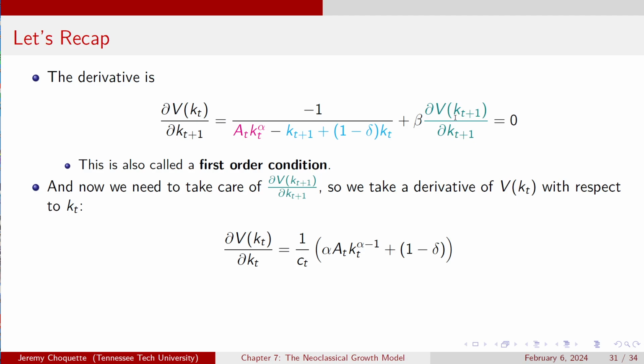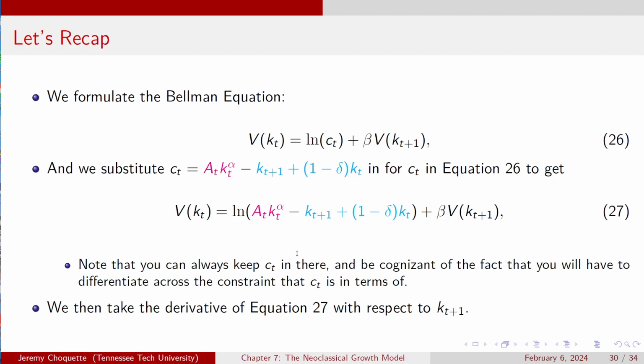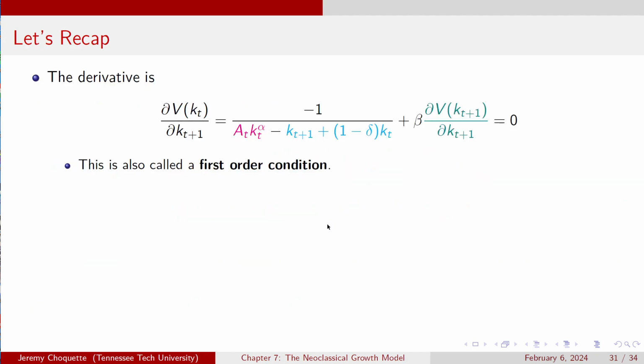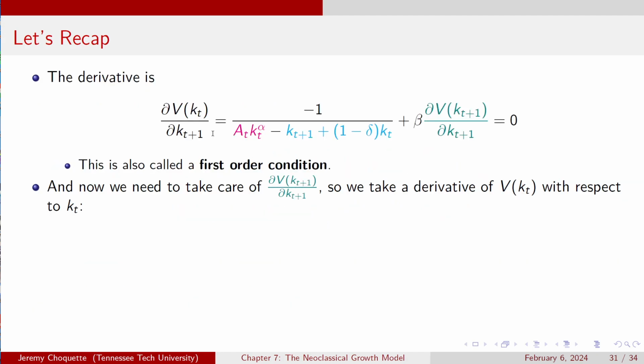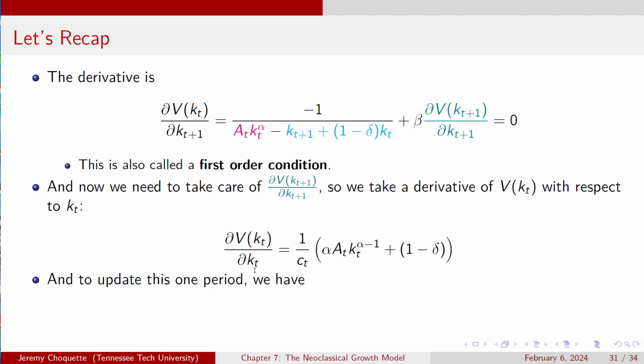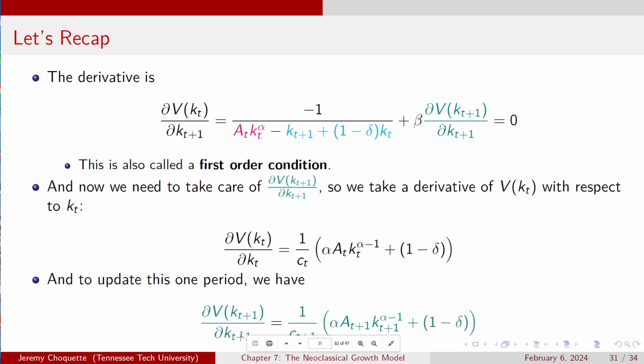So when you take that second derivative, well, it's a first derivative, but you take another first derivative of that Bellman equation, you don't set it equal to 0. The derivative of V of kt with respect to kt plus 1 is set equal to 0. V of kt with respect to kt is not set equal to 0. But you update this one period. You get the partial of V of kt plus 1 with respect to kt plus 1 equals 1 over ct plus 1 times alpha times A t plus 1 times kt plus 1 to the alpha minus 1 plus 1 minus delta.